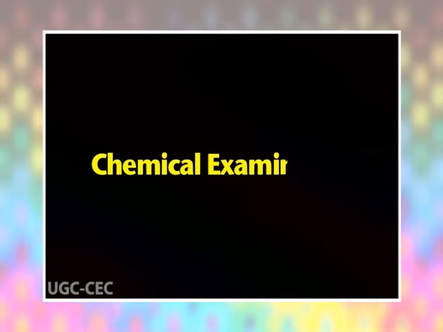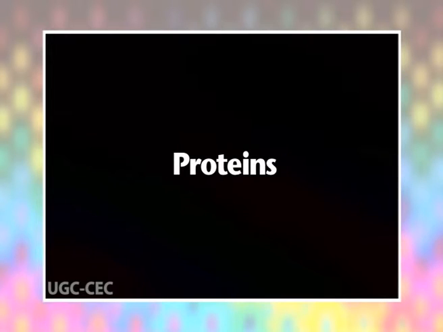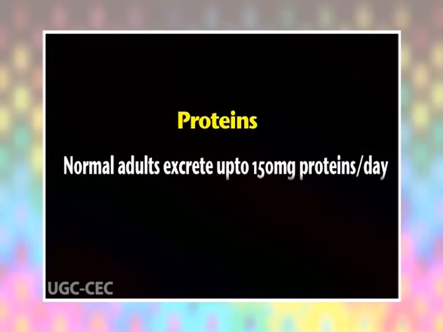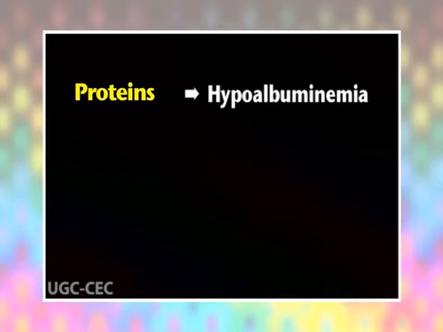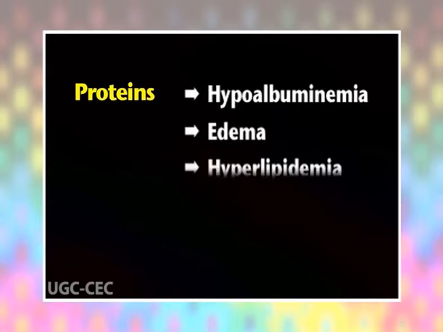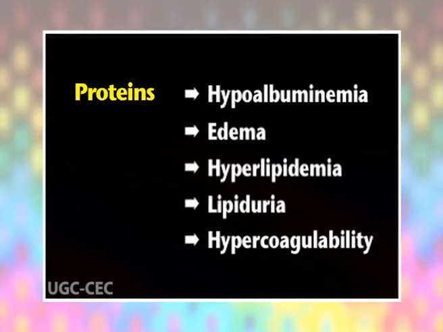Now let's discuss chemical examination. First, proteins. Normal adults excrete up to 150 milligrams proteins per day. Nephrotic syndrome is a clinical condition when kidney loses more than 3.5 gram proteins per day per 1.73 meter square, with hypoalbuminemia, edema, hyperlipidemia, lipiduria and hypercoagulability.